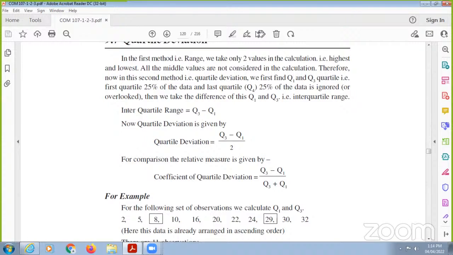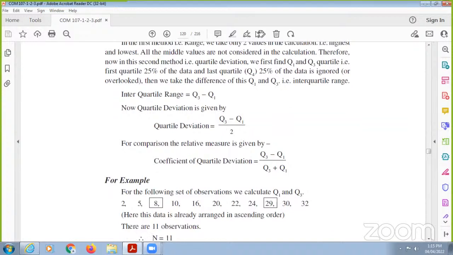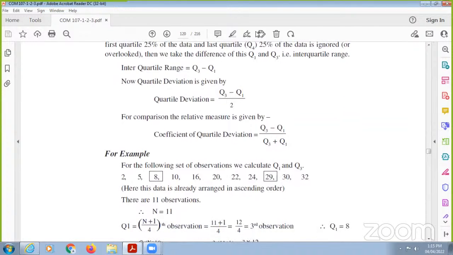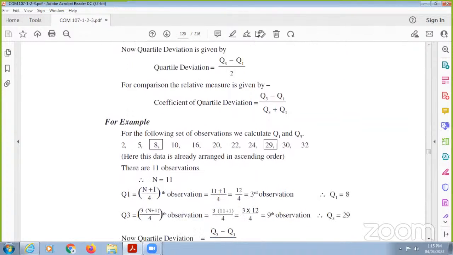Quartile 1 is the n plus 1 upon 4 observation. That means the third observation, so quartile 1 is 8. This is the first answer. Now we have to find the quartile third. Here the quartile deviation formula is Q3 minus Q1 upon 2. That means 29 minus 8 upon 2, that is 21 upon 2. The answer will be 10.5.